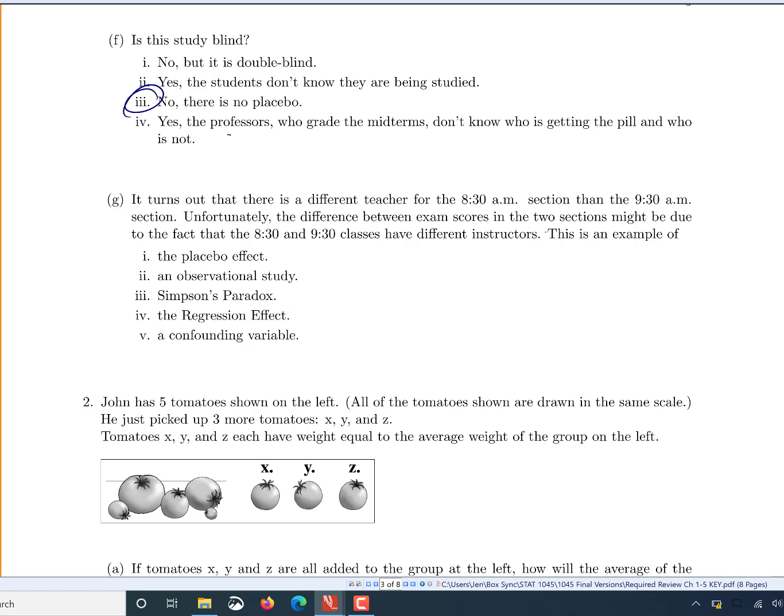It turns out there's a different teacher for the 8:30 a.m. section than 9:30. Maybe the difference in the two sections was just due to the different teacher. This would be an example of a confounding variable. So remember, a confounding variable is some other variable that we're not accounting for that's affecting your response variable. So the instructor being good or not good would affect the exam score. So that's a confounding variable that wasn't part of our study.